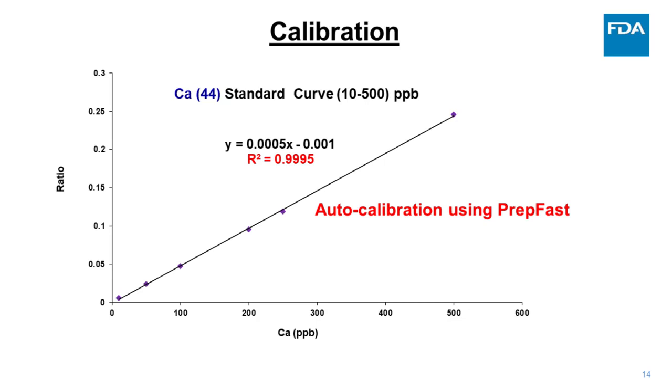But with the PrepFAST, you only have to make one stock solution of 1000 ppb, and then you put in the dilution factors from 10 to 500. For example, for 500 it'll be a dilution factor of 2, and for 10 it'll be a dilution factor of 100. You just put in those dilution factors and it'll automatically run the curve for you. That is why this is very, very helpful.